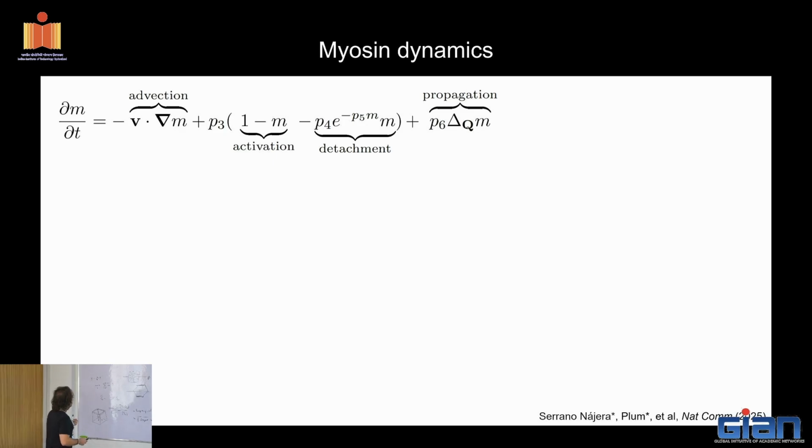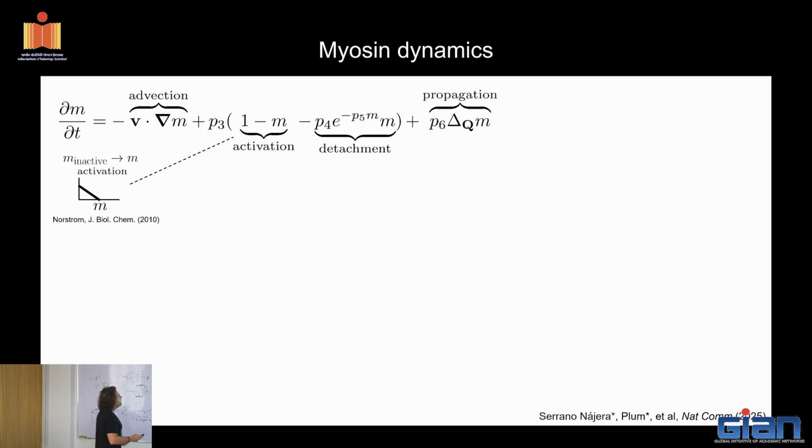Now if you have a cell that has a lot of active myosin and this cell moves, it's going to carry the myosin with it. So that means there's going to be an advection term that carries myosin. Then there is going to be an activation. You can activate myosin from inactive to active, and I saturate at 1, because at M equal to 1, I cannot activate more. That's all I have available. So there's going to be an activation term, and then there is going to be a detachment term.